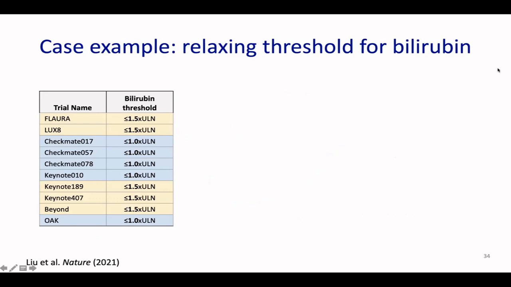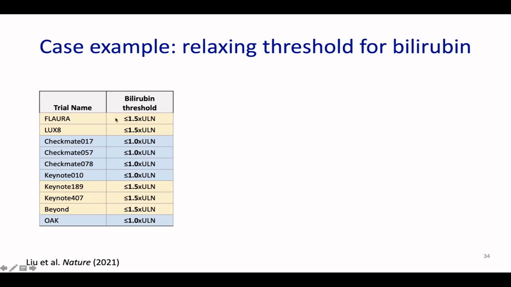Just as Ahmed asked, in real trials a lot of rules, especially lab rules, have different thresholds used. So how can we use the Shapley value to help decide what threshold to use? Here I give one example of 10 lung cancer trials, and they are all targeting non-small cell lung cancer.